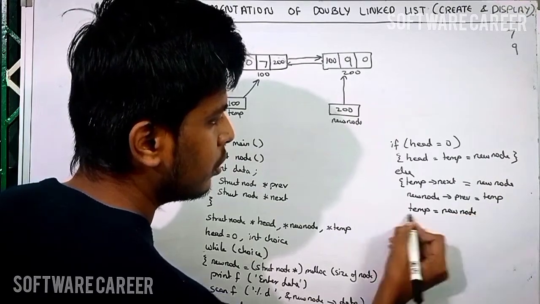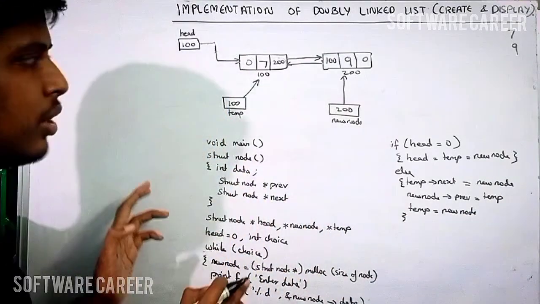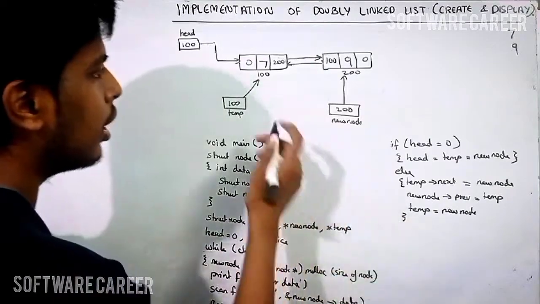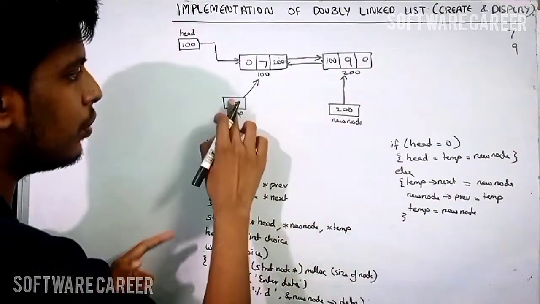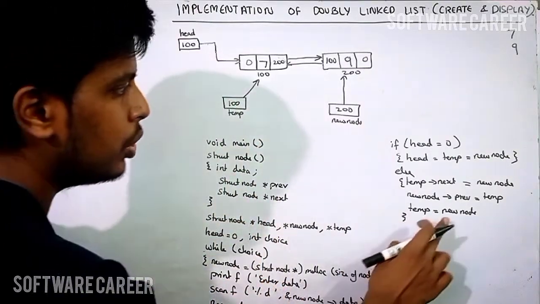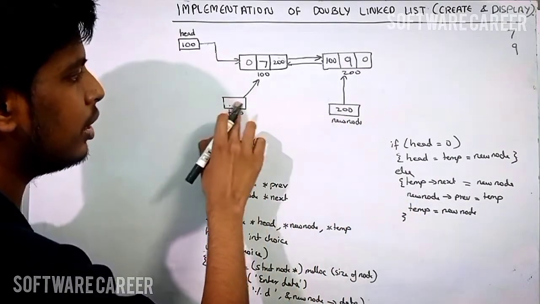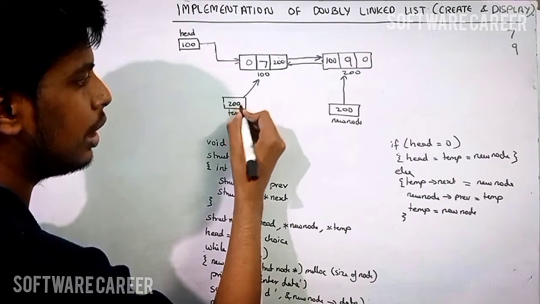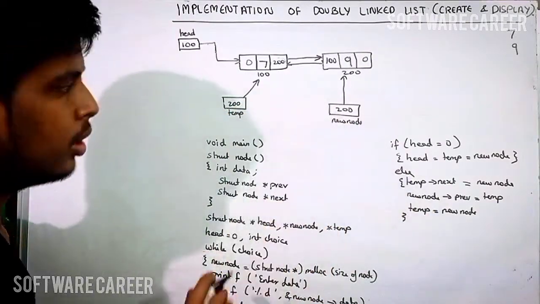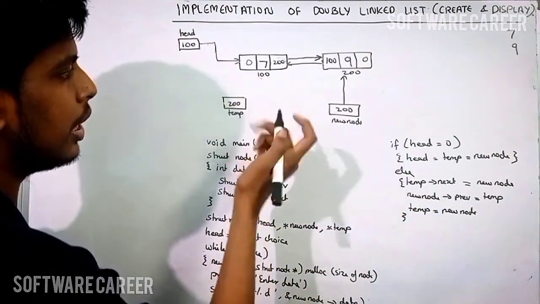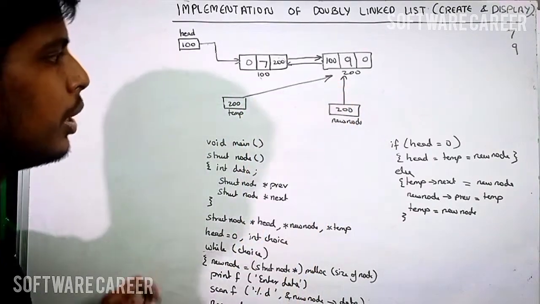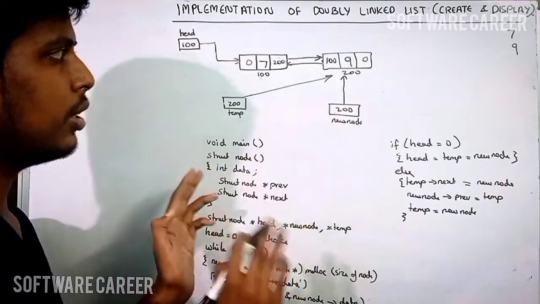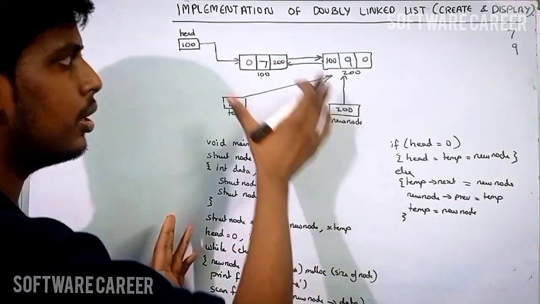See how you are moving this. Now temp is 100. Now instead of this, you should update the temp value. New node is 200, so I'm writing here 200. Temp equals this 200. So this pointer gets cancelled and it points towards this node. Now see, I have moved this. This is how you create a doubly linked list.